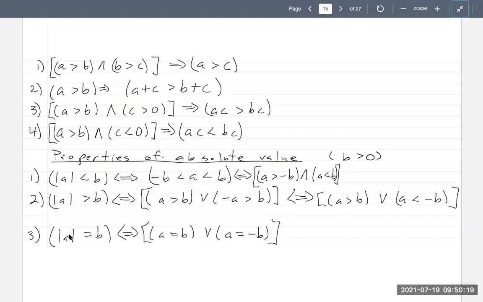Next, the absolute value of A equaling B is the same as A equaling B or A equaling negative B.